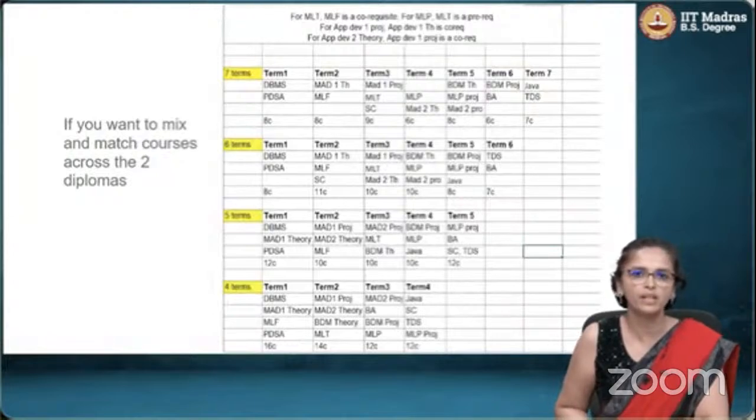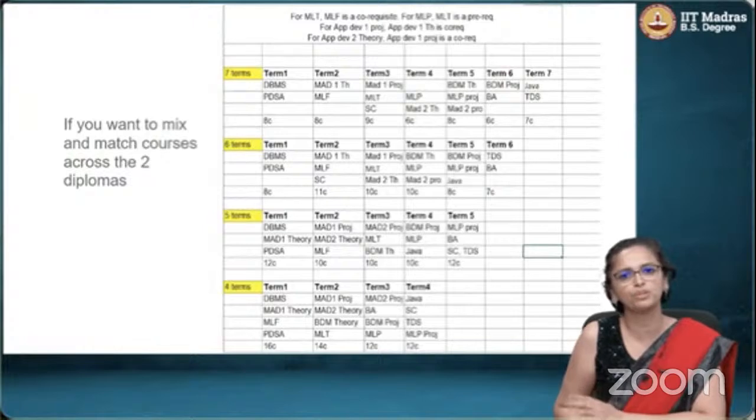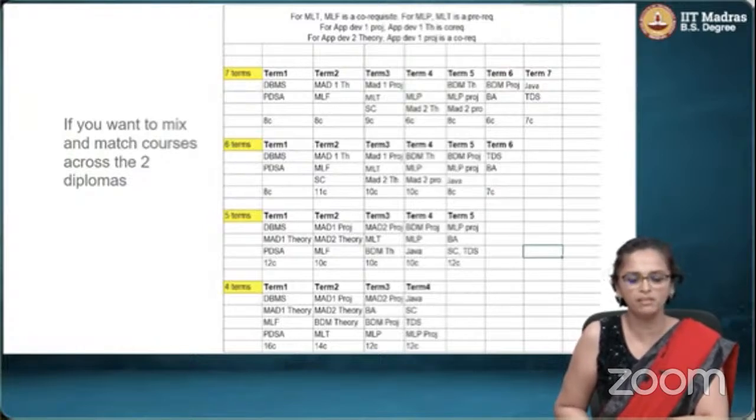The other way is where you mix the courses from both the diplomas and you finish both of them at the same time. This shows you the way in which you can finish both diplomas in 4 terms. This would be the shortest possible from our side, that you can finish both the diplomas in 4 terms.